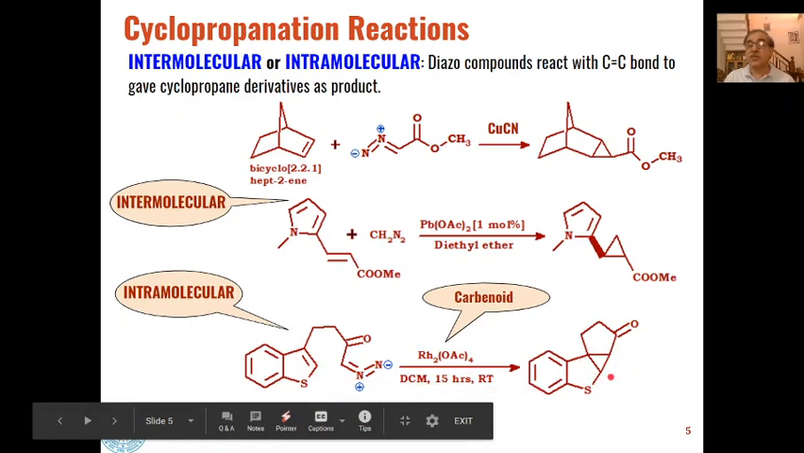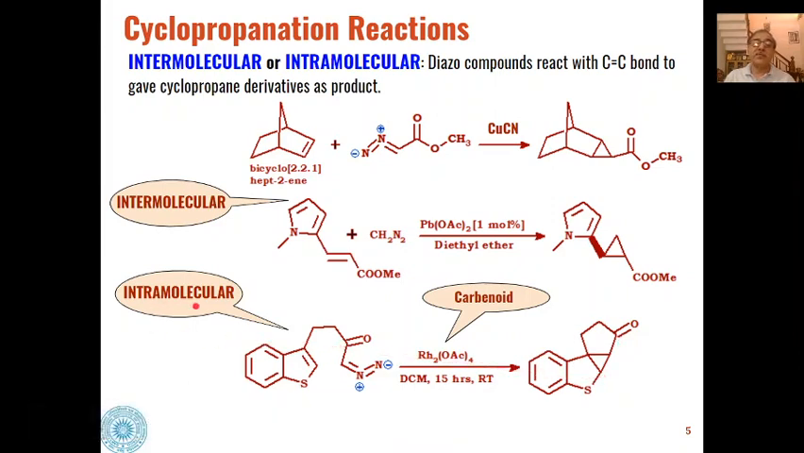cyclopropanation products. So this is how the same molecule, which has both the reactants, the carbene part as well as the alkene part, will undergo this reaction to give us the cyclopropanation product. So this is an example of an intramolecular cyclopropanation reaction.